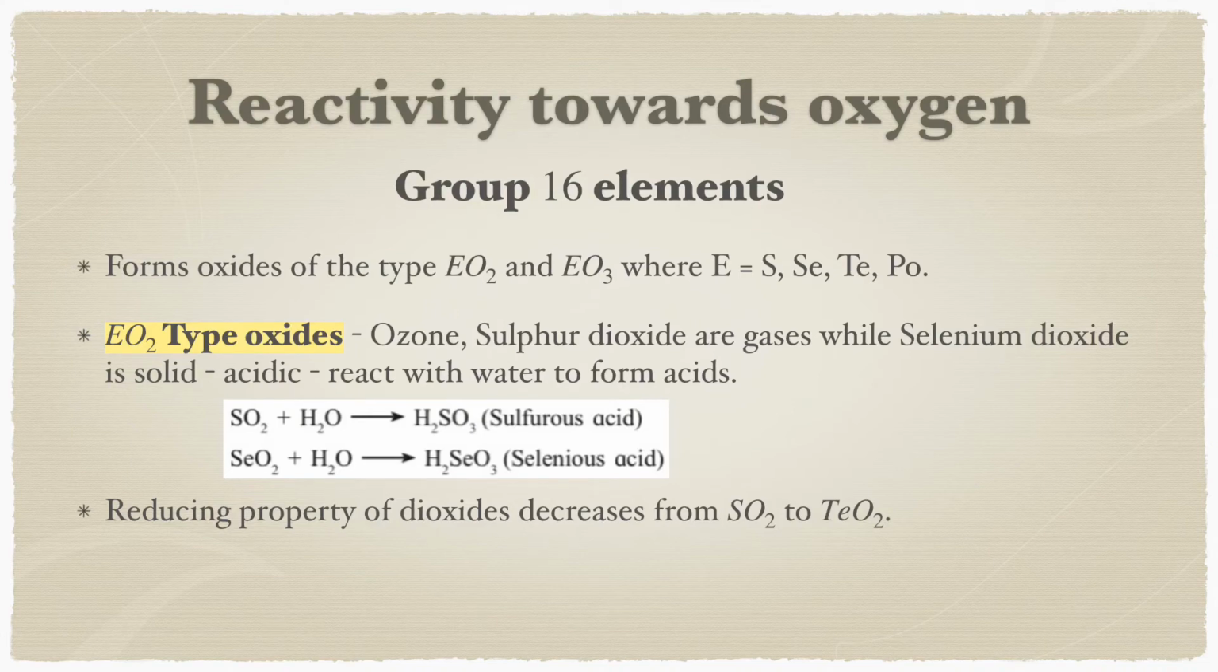water will give me sulfurous acid, that is H2SO3. Please understand, it is SO3. Next is selenium dioxide reacting with water, it will give me selenous acid, so it is H2SeO3. Now the next point, reducing property of dioxides decreases from SO2 to TeO2. That means SO2 is reducing while TeO2 serves as an oxidizing agent.